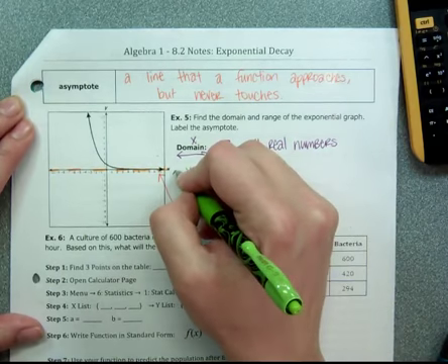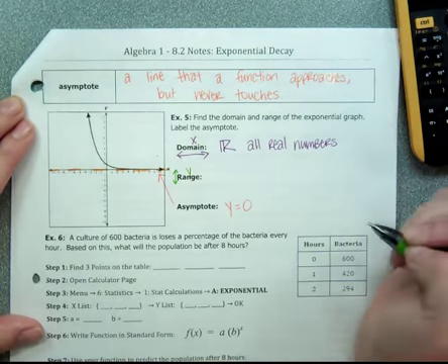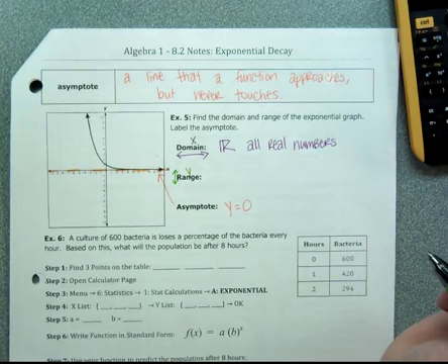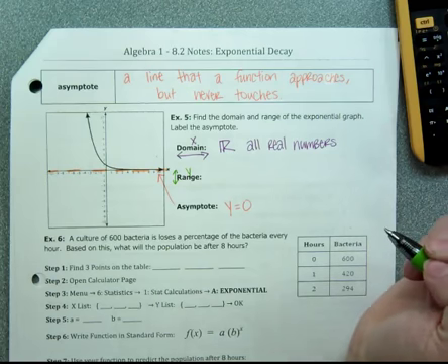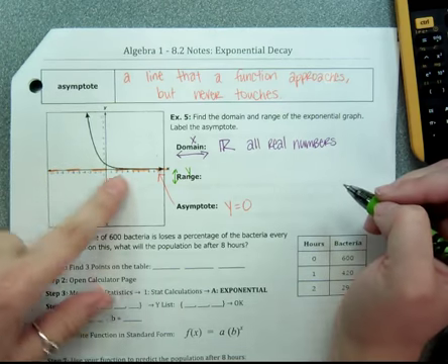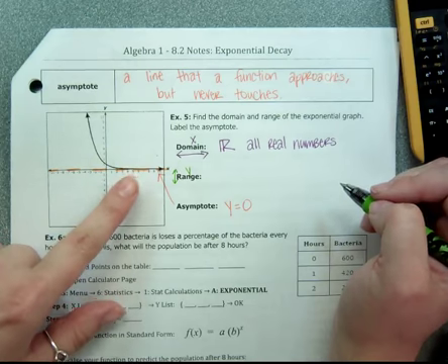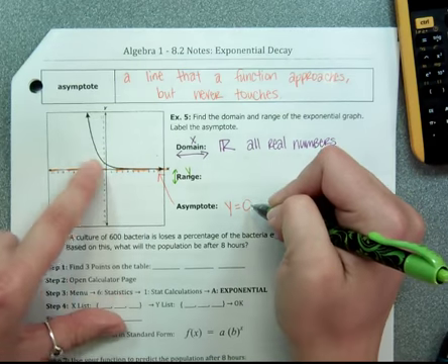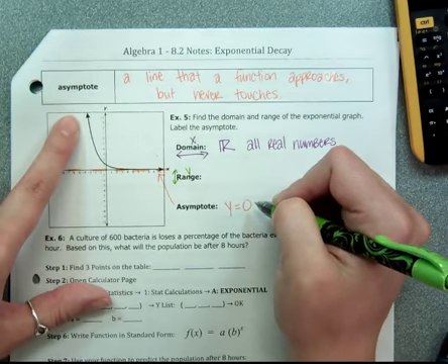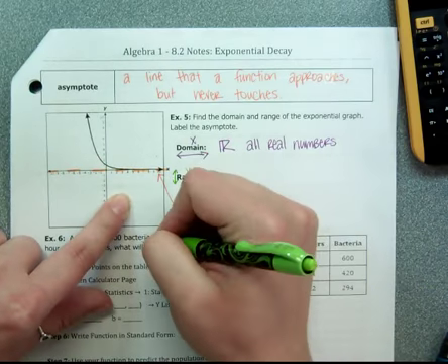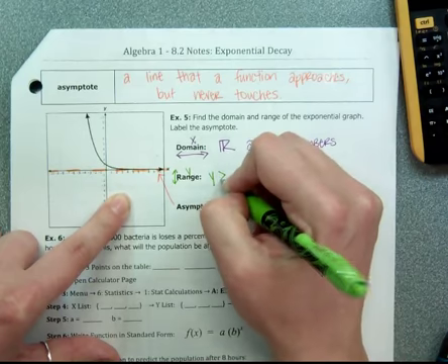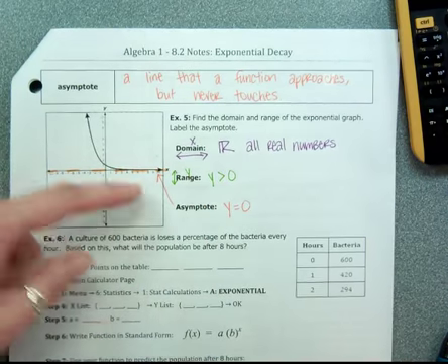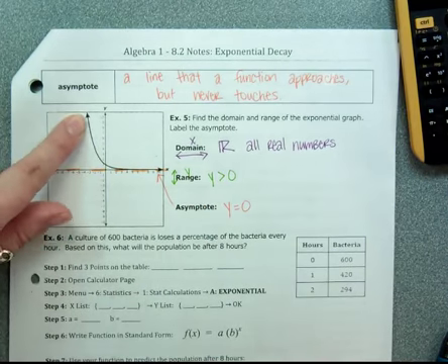Range is our y. It's our up and down. So does this go up and down forever? Well, just like before, we get to this asymptote and we never actually get to 0. We go up forever, but we can't go down forever. It doesn't ever go to these negative numbers. So it's going to be y is greater than 0, because from 0 it goes up.